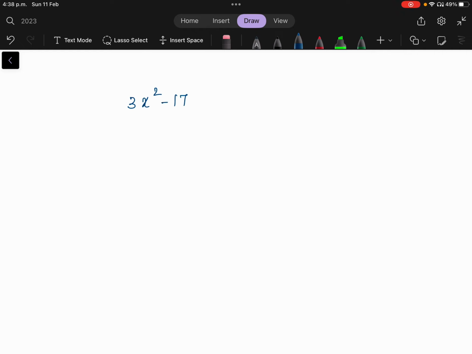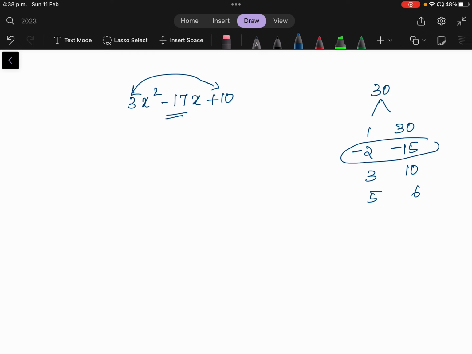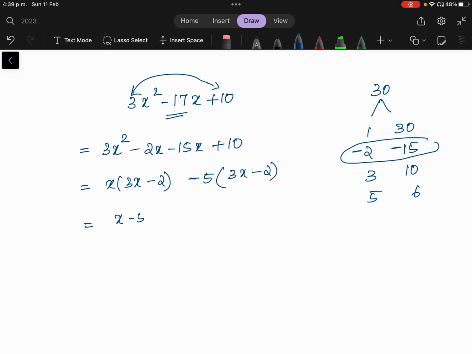3x square minus 17x plus 10. So multiply these two. That is 30. Write down the factors: 1 and 30, 2 and 15, 3 and 10, 5 and 6. Minus 17. What will get you minus 17? It is minus 2 and minus 15. So I'm going to rewrite this as 3x square minus 2x minus 15x plus 10. That's equal to x times 3x minus 2, then here minus 5 times 3x minus 2. That is equal to x minus 5 times 3x minus 2.